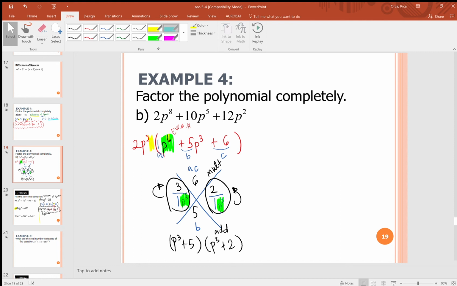We also factored out a GCF from earlier. We need to take that GCF and bring it down because no one gets left behind. That GCF is 2p squared. So the answer to this problem is 2p squared times p to the 3rd plus 5 times p to the 3rd plus 2. These are the factors of 2p to the 8th plus 10p to the 5th plus 12p squared.